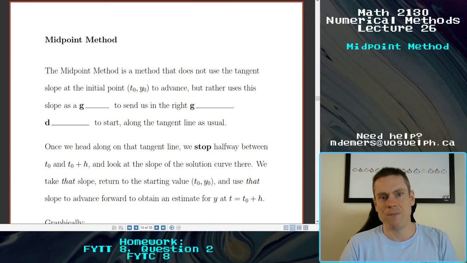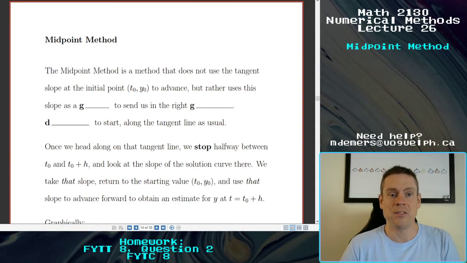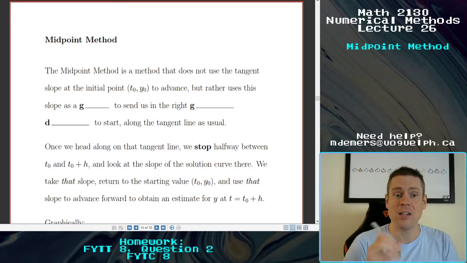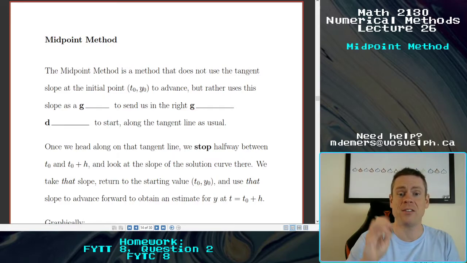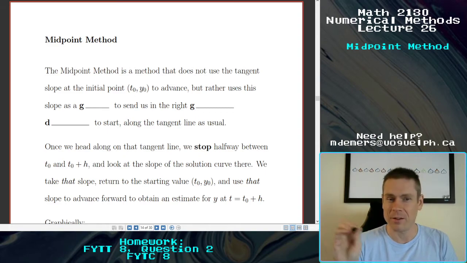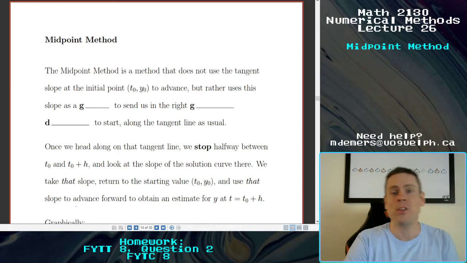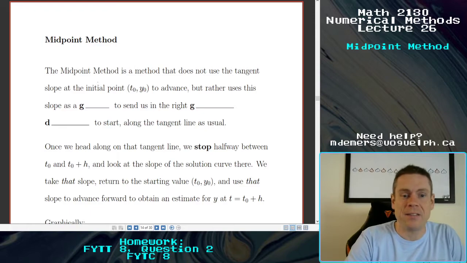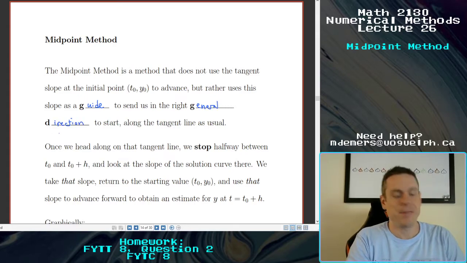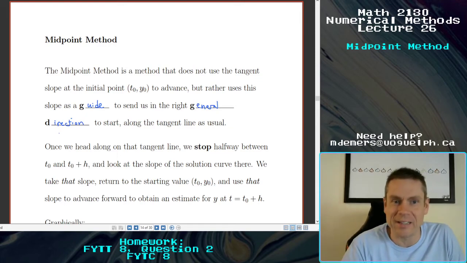So as I said, there's a bunch of different methods. The first one we're going to touch upon is called the midpoint method. The midpoint method does not use the tangent slope at the initial point to advance, but it does use that slope as something, okay? We use that slope, the same one that we would use with Euler's method, except as a guide to send us in the right general direction to start. But that's not what's going to help us to land anywhere.